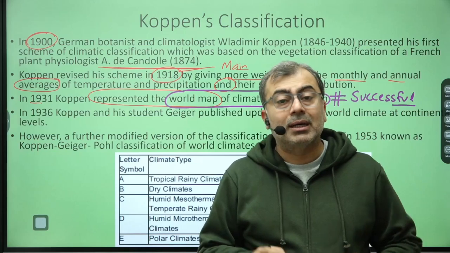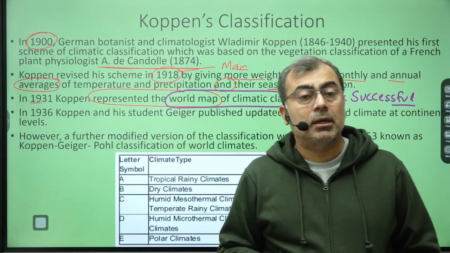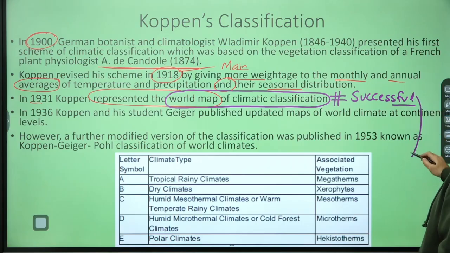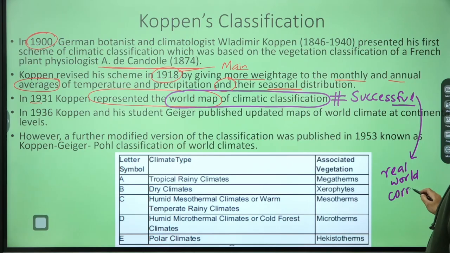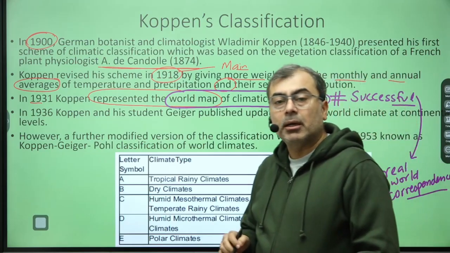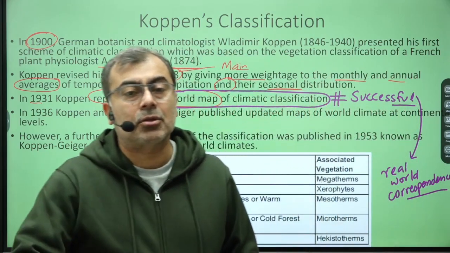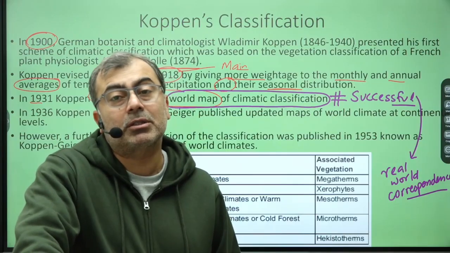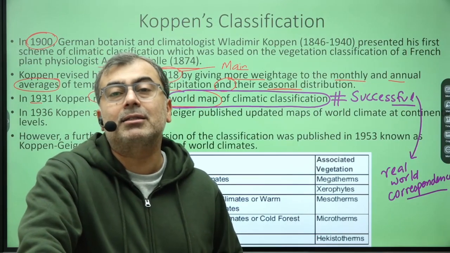So now this is a very, very important part of Köppen's climatic classification, that it had a real world correspondence. Whatever he classified, one could go and see in the world whether those regions exist or not. That is a different story that we know. This was reverse engineering. He already had the regions with him.